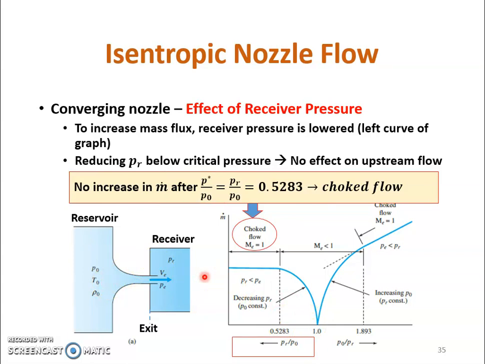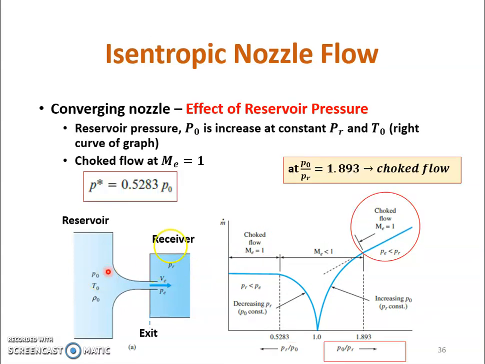Another case, if we want to look at the reservoir pressure, we hold the receiver pressure constant, and we are going to increase the pressure. There are two ways we can generate the flow inside this converging nozzle. Either we can reduce the PR at the back here, whether this is all constant, or we can increase the reservoir pressure and hold the receiver pressure constant.